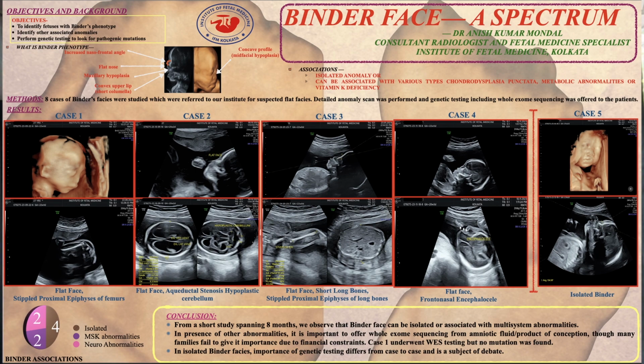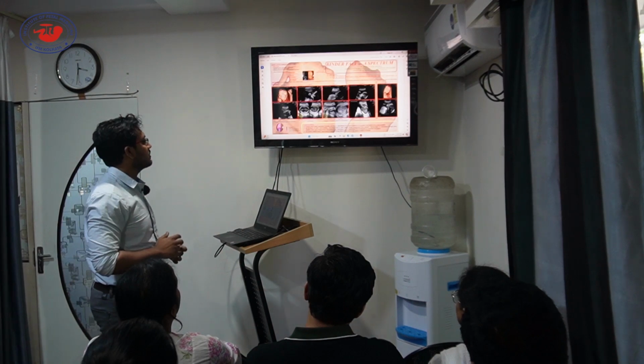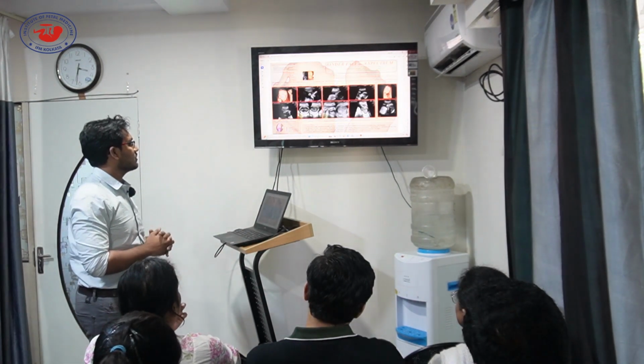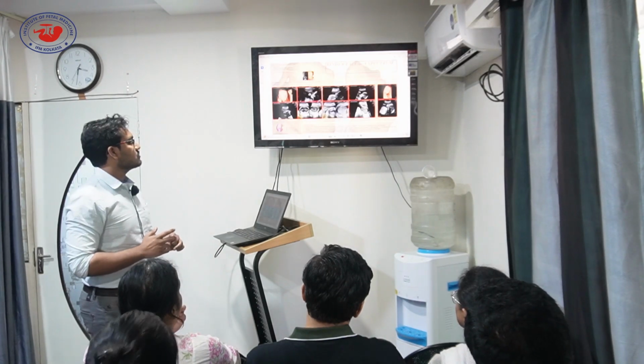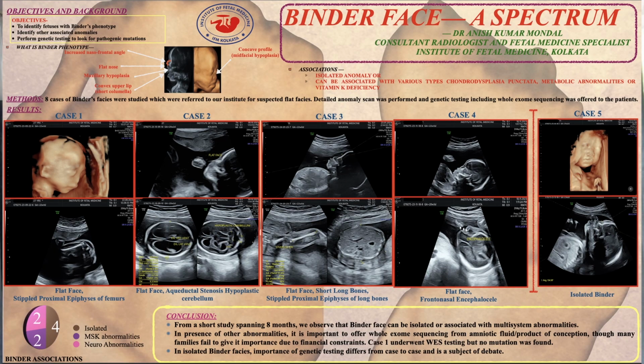In case 3, which was primarily referred to us due to short long bones, in addition to short long bones, there was flat face and stippled proximal epiphysis of the long bones. In case 4, we have seen this case now. In addition to frontonasal encephalocele, there was flat face, and case 5 was one of the other 4 cases which was an isolated Binder face.